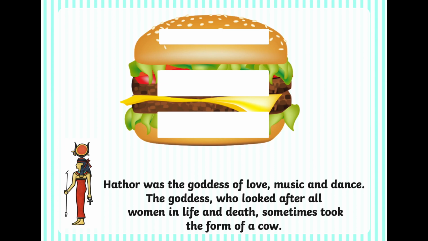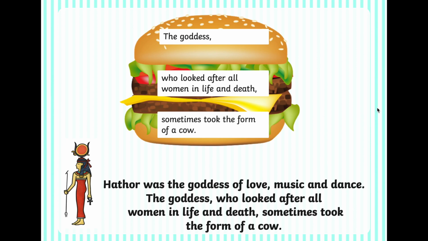Okay, let's have a quick look together, a quick check. The goddess, who looked after all women in life and death, sometimes took the form of a cow. That is our relative clause sentence. Our relative clause is the juicy burger in the middle, followed by the main clause. The goddess sometimes took the form of a cow. That makes sense by itself, but we've added in some extra information using the relative pronoun who to describe the goddess, who looked after all women in life and death.